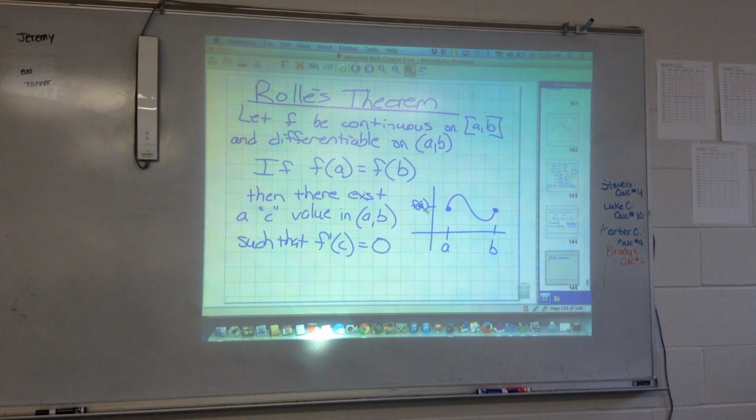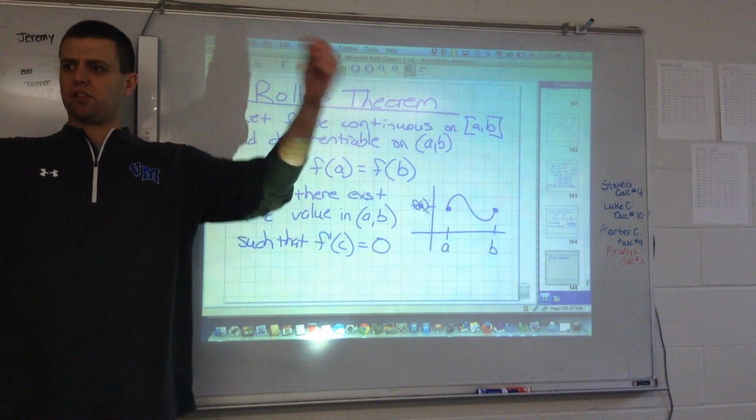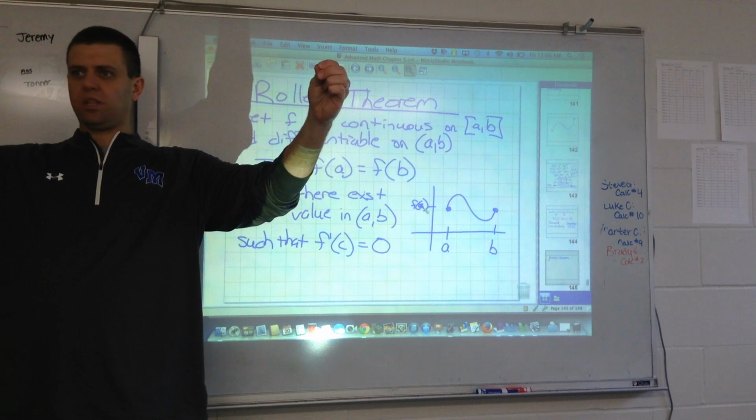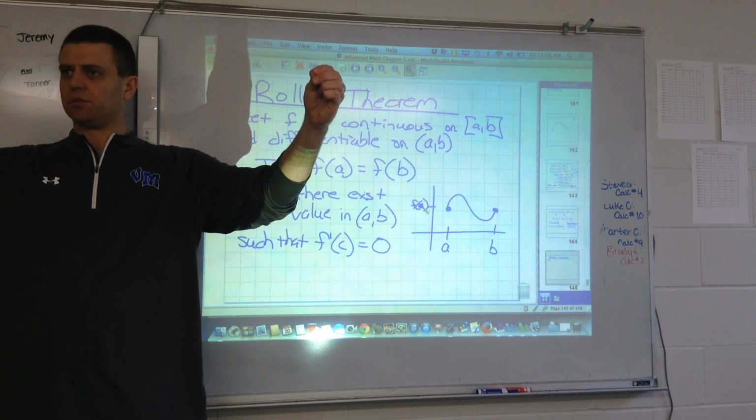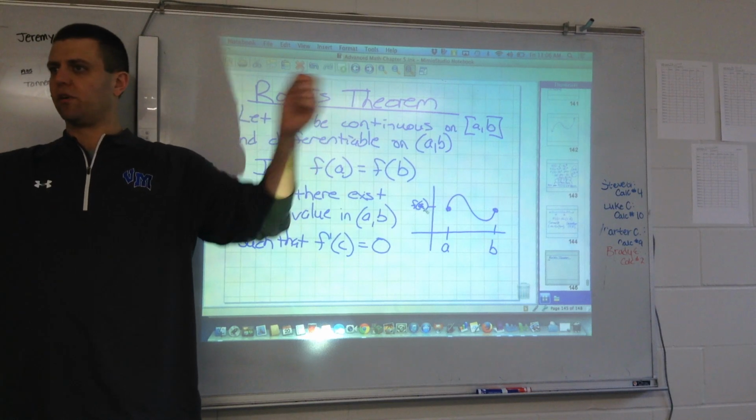I'll even shorten this up. If the y values at the two endpoints are the same, somewhere between those two endpoints the derivative has to equal 0, as long as you have a continuous function that's differentiable everywhere.